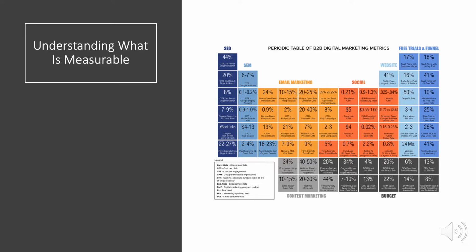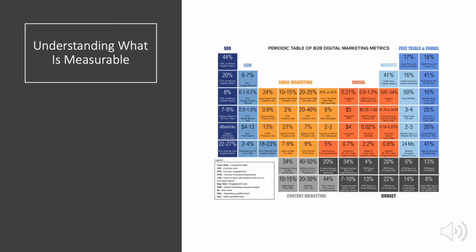We all know the periodic table of elements. It's an arrangement of the chemical elements by their atomic number, their configuration of electrons, and their chemical properties. These arrangements show periodic trends by placing elements with similar behavior in the same columns. Insight Venture Partners designed this periodic table of the main B2B digital marketing metrics, which includes the essential elements needed to understand the digital marketing industry.